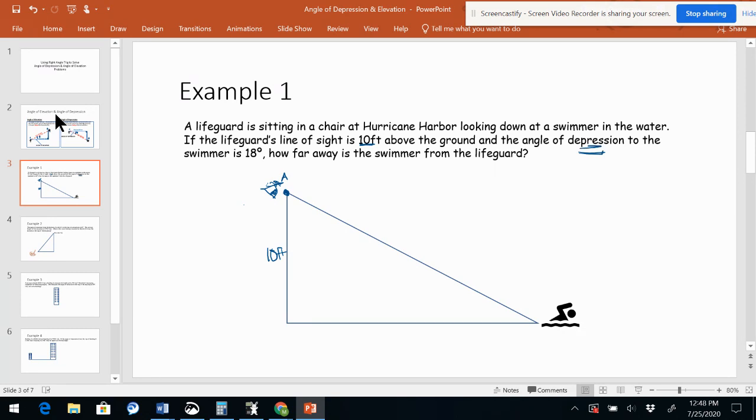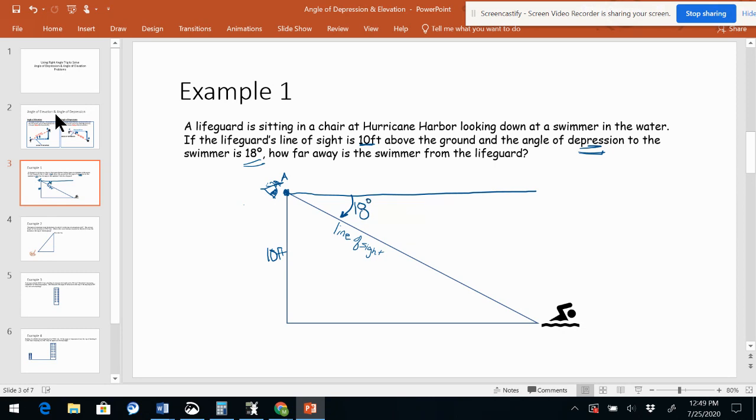Okay, let's see what we have here. Angle of depression. We are starting here. This line will be our line of sight down to the swimmer. I need to draw my horizontal line straight out from the origin of my line of sight. This will give me my angle of depression, the angle between this horizontal line and the line of sight. In this case, we're told that it is equal to 18 degrees, so I'm going to label that as 18 degrees.